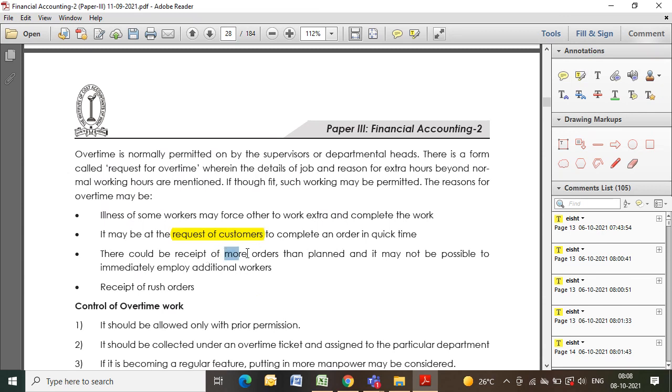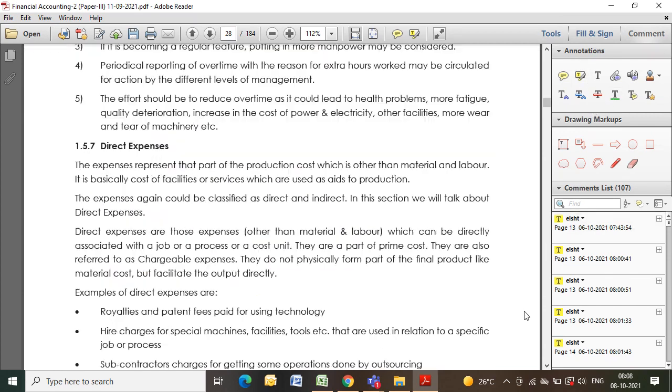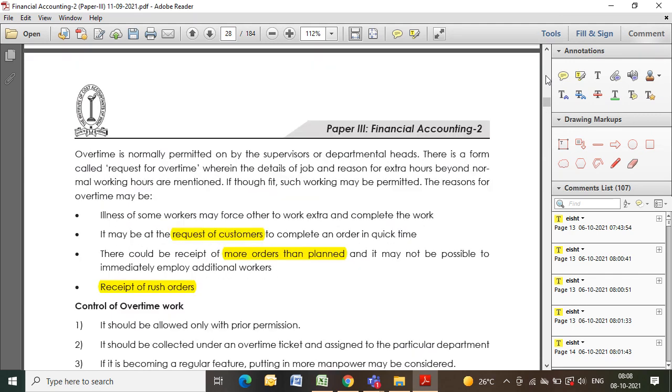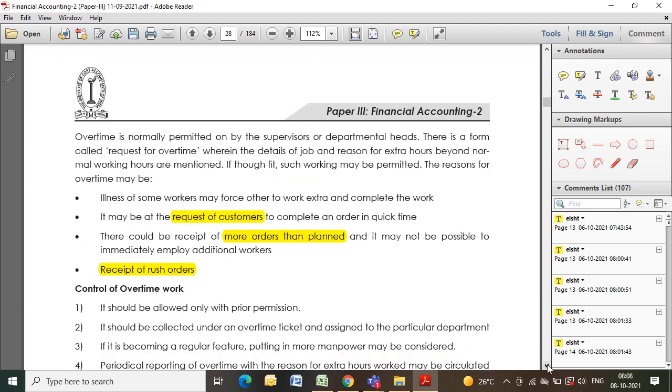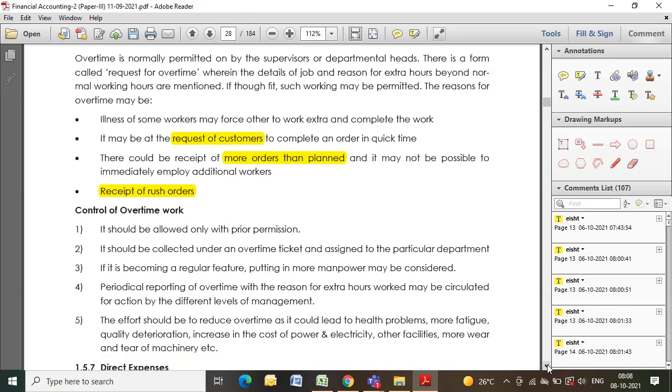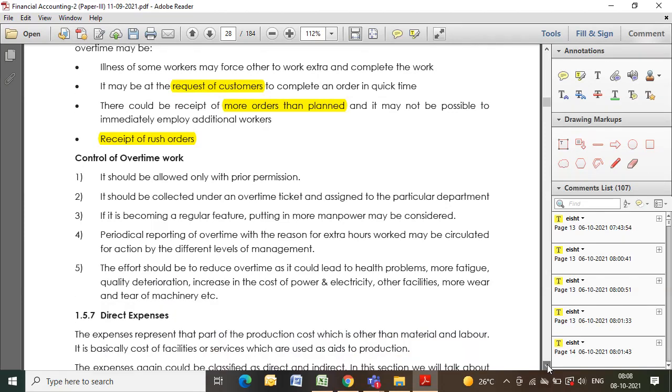It could be more orders than planned, so you are asking for workers to immediately work, and there are rush orders because of which you are in a hurry to complete the work. But as I said, overtime is an expensive proposition. So you have to control it. So how do we control it?